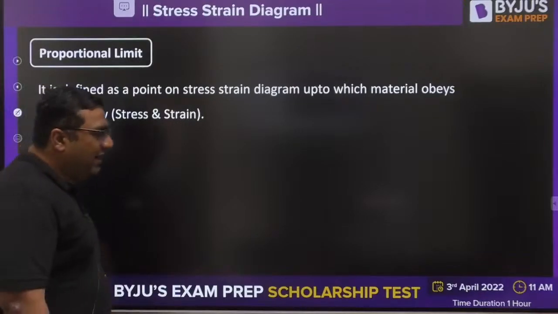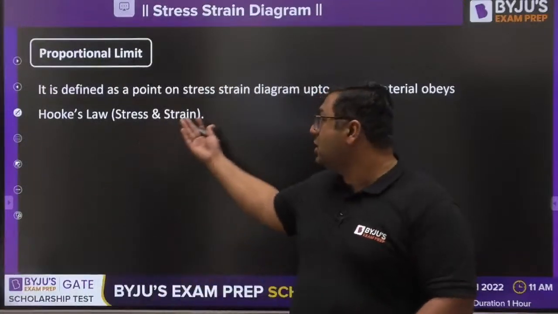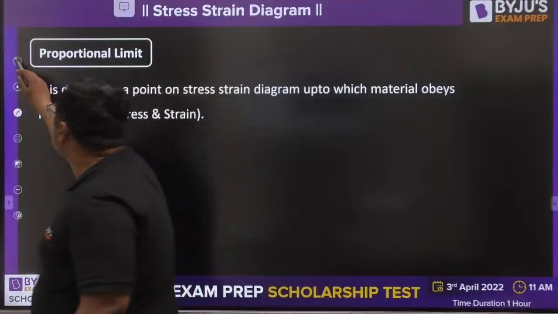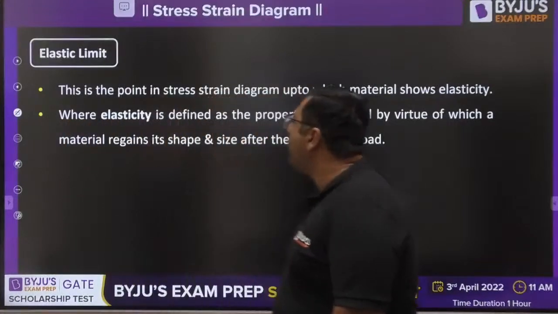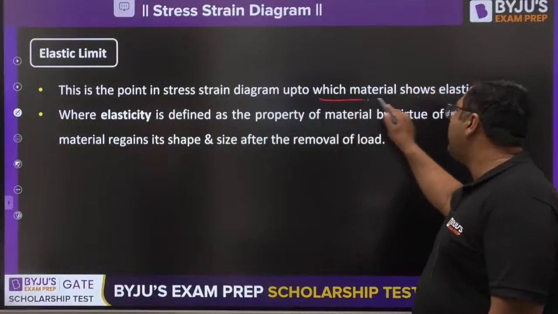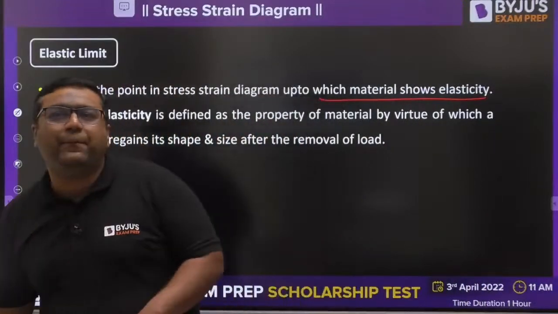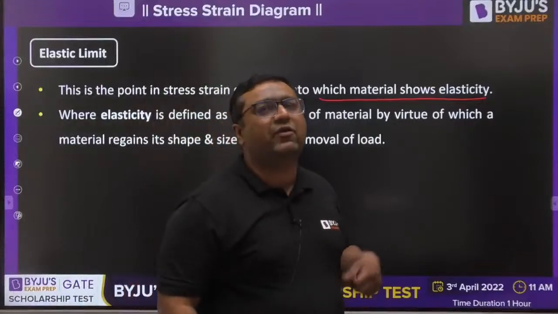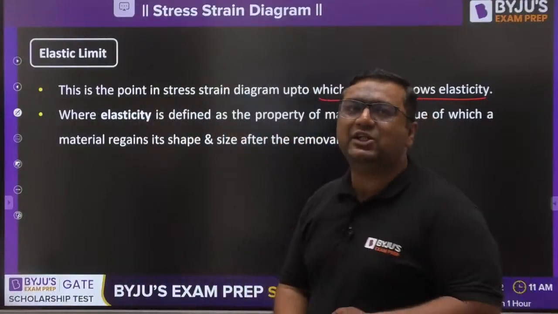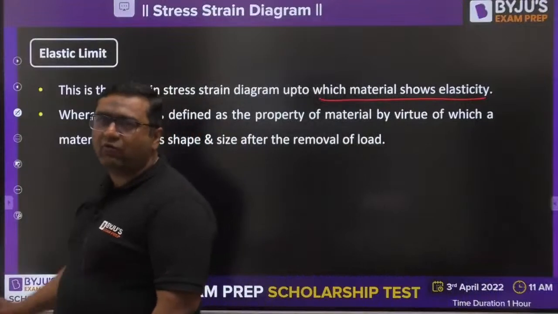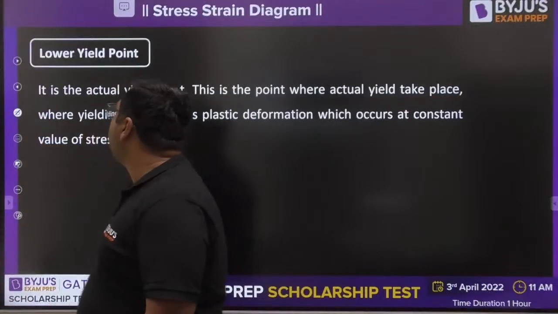So we have already defined the point up to which material obeys Hooke's law is said to be proportional limit. Elastic limit is the point in stress strain diagram up to which material shows elasticity. Elasticity is a property by virtue of which material regains its shape and size after the removal of load. Okay guys, so this we have already discussed.